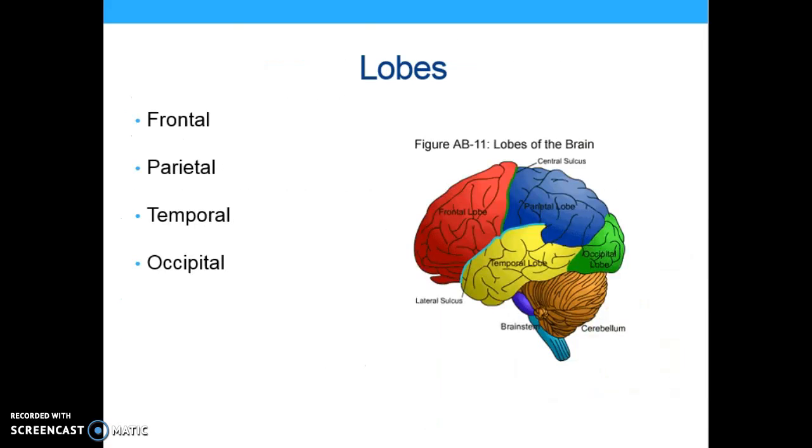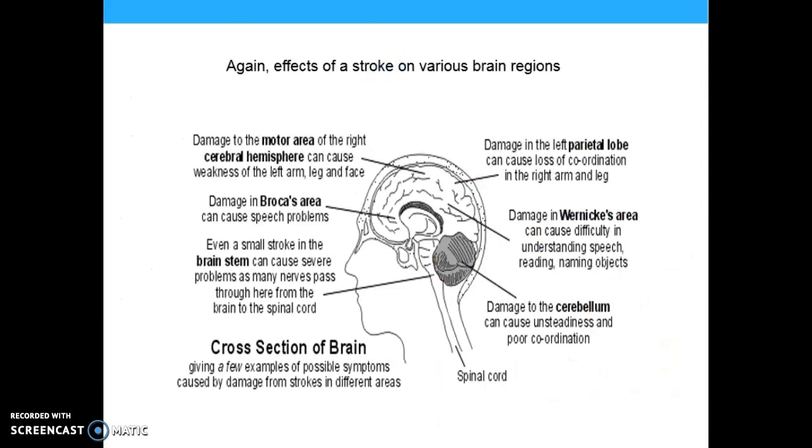There are 4 lobes, the frontal, parietal, temporal, and occipital, and again, the effects of a stroke will vary depending on the brain region affected by that stroke. And it doesn't matter if it's an ischemic stroke where there's a blockage of blood flow to an area in the brain, or if it's a hemorrhagic stroke in which there is bleeding to the area of the brain.